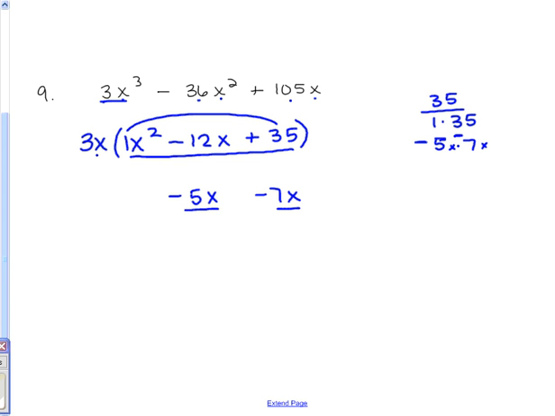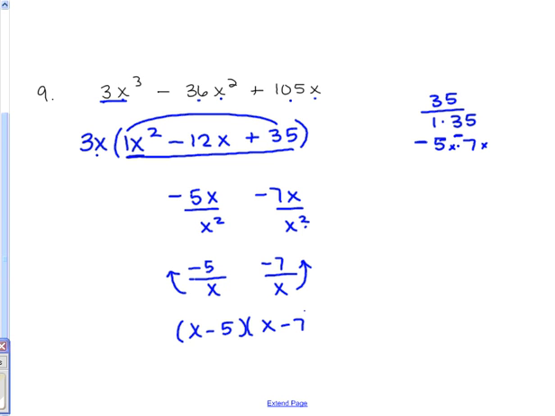Divide by the first term in the trinomial, which is just the x squared. Okay, reduce. We would still have negative 5 x over x squared, which is x. Negative 7 x over x squared is just x. So bottoms up, my two binomials would be x minus 5 times x minus 7.